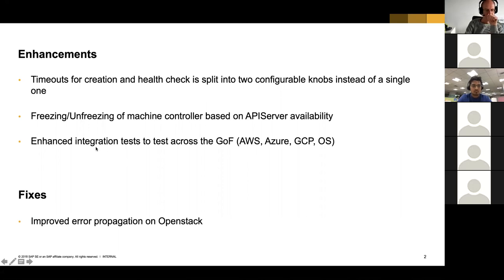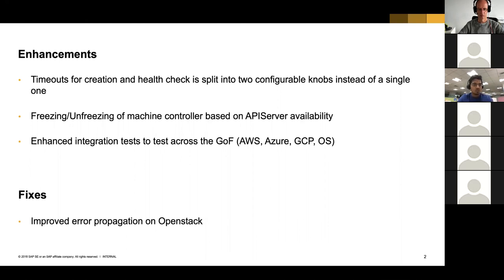Some more subtle things: we have integration tests to test across AWS, Azure, GCP, and OpenStack. I had already given an update with AWS, and now we have it for all four. We also had a minor fix in the error propagation in the OpenStack driver, which has been integrated into the MCM.